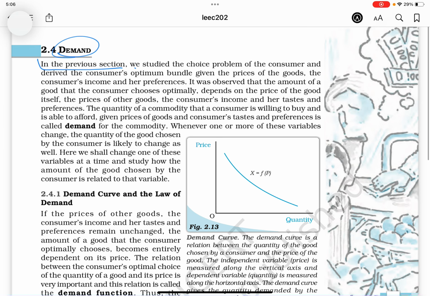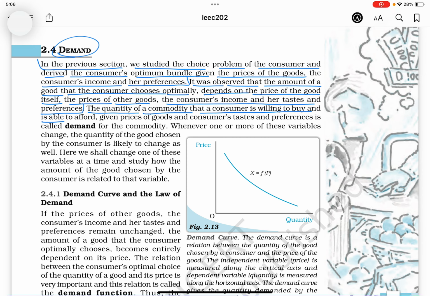In the previous section we studied the choice problem of the consumer and derived the consumer's optimum bundle given the prices of goods, the consumer's income, and her preferences. It was observed that the amount of a good that the consumer chooses optimally depends on the price of the good itself, the prices of other goods, the consumer's income, and her tastes or preferences. The quantity of a commodity that a consumer is willing to buy and is able to afford, given prices of goods and consumer's tastes and preferences, is called demand for the commodity.